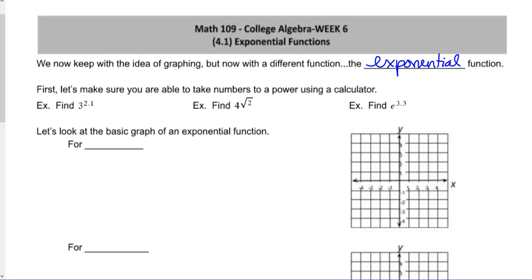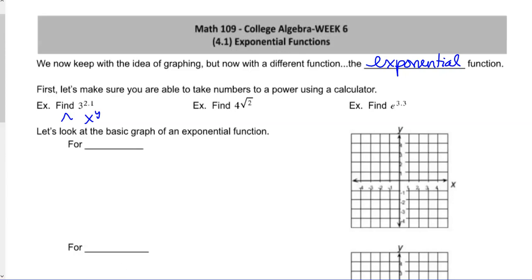Now, the first thing that your book's going to ask you is to make sure you're able to take numbers to a power in your calculator just so you have that skill going on. We have 3 to the 2.1 power. So some of you may have a caret button. Some of you may have an x to the y button on your calculator. So you want to make sure that you can do these.